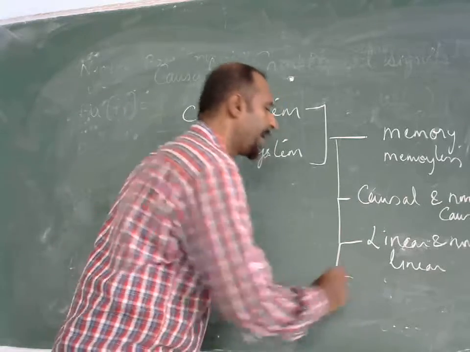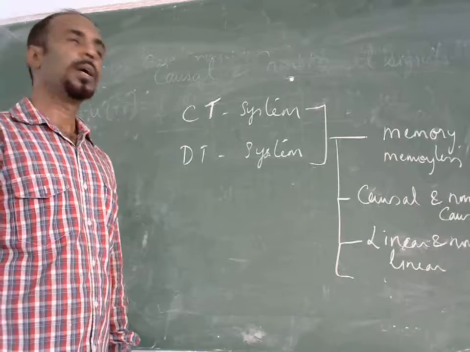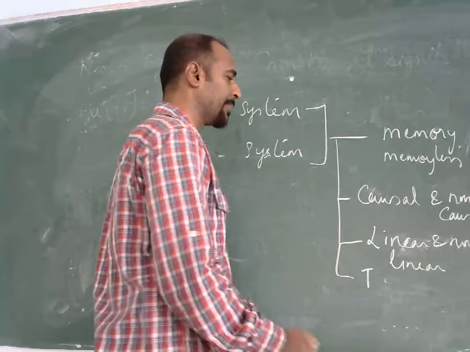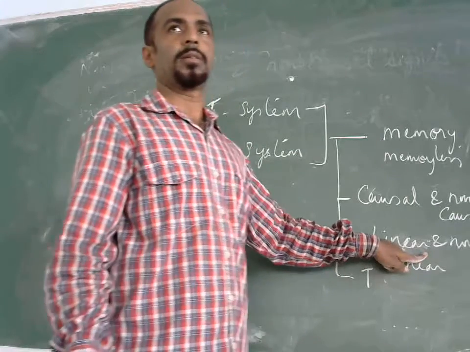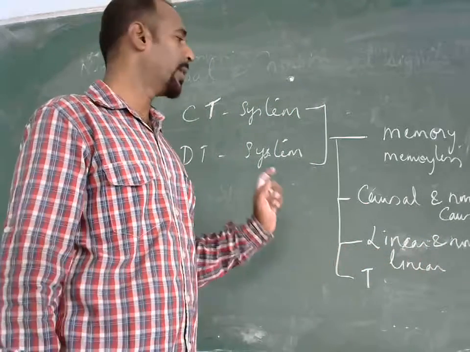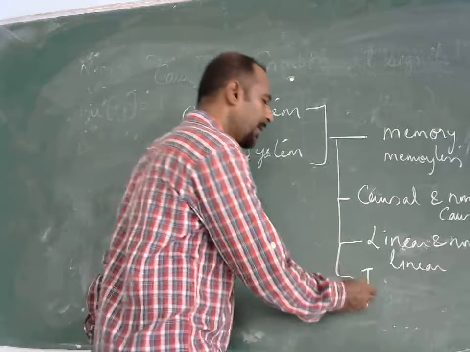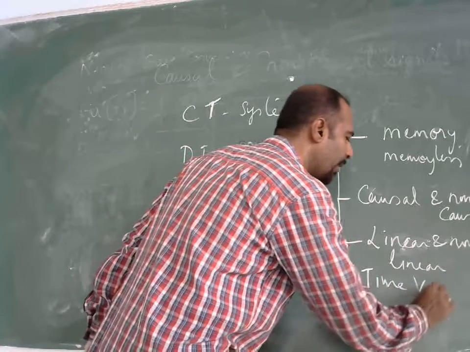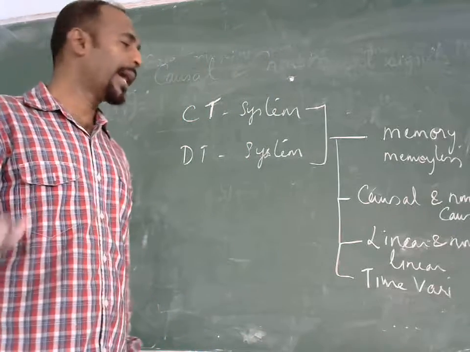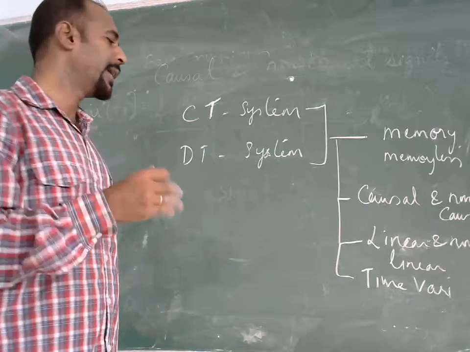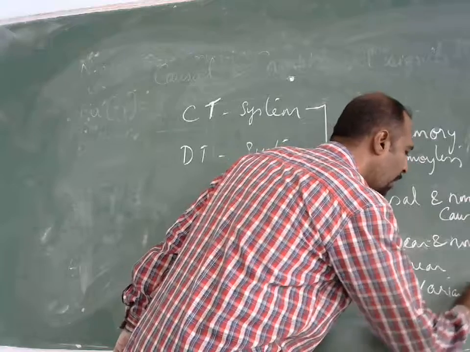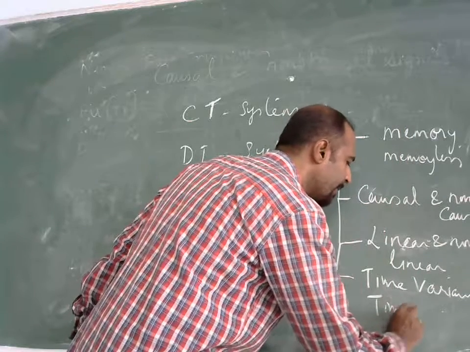So the next classification of the system is time variant and time invariant system. If the system is linear, we call it a linear system, or it can be a non-linear system. So what do you mean by time variant or time invariant? If it does not vary with time, it is called a time invariant system. If it varies with time, then it is called a time variant system.